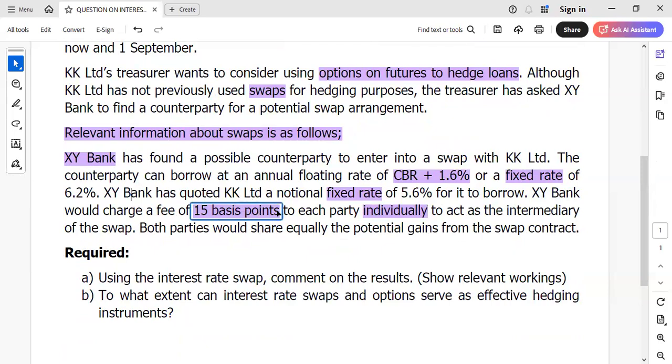15 basis points in terms of percentage, that's what? That's 0.15. You just divide by 100. Okay.